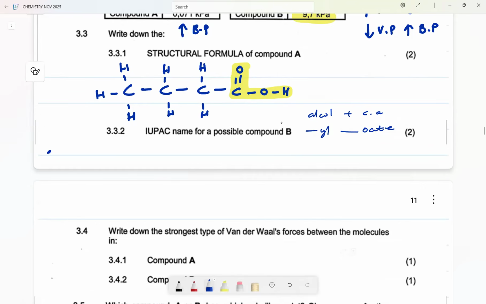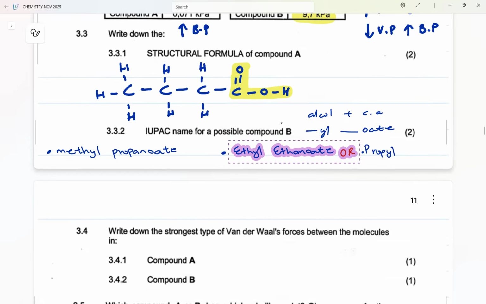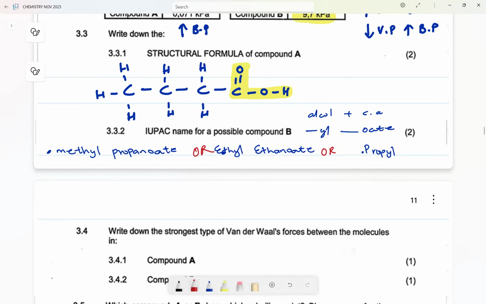So the first option that you might have is methyl propanoate, or if I have 2 carbons from the alcohol and 2 from the carboxylic acid, it's going to be ethyl ethanoate, or if I have 3 from the alcohol, it's going to be propyl. Let me do the or with a different color. Or I can have 3 carbons from the alcohol, that makes it propyl, then methanoate.